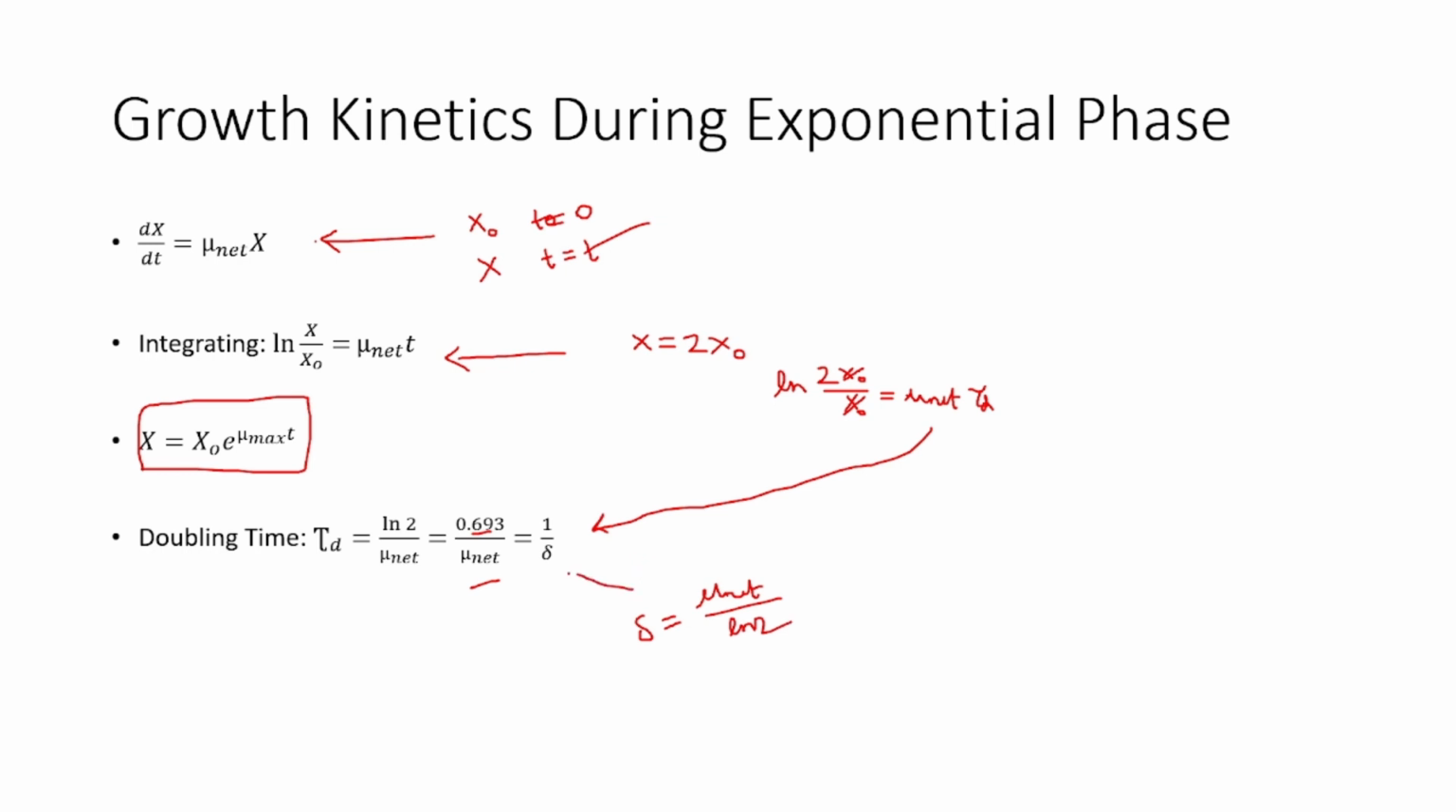So this is the relationship between the doubling time and the net specific growth rate, as well as the relationship between doubling time and the division rate. In our subsequent lectures, we will see more design equations and more fundamental aspects of batch bioreactors.